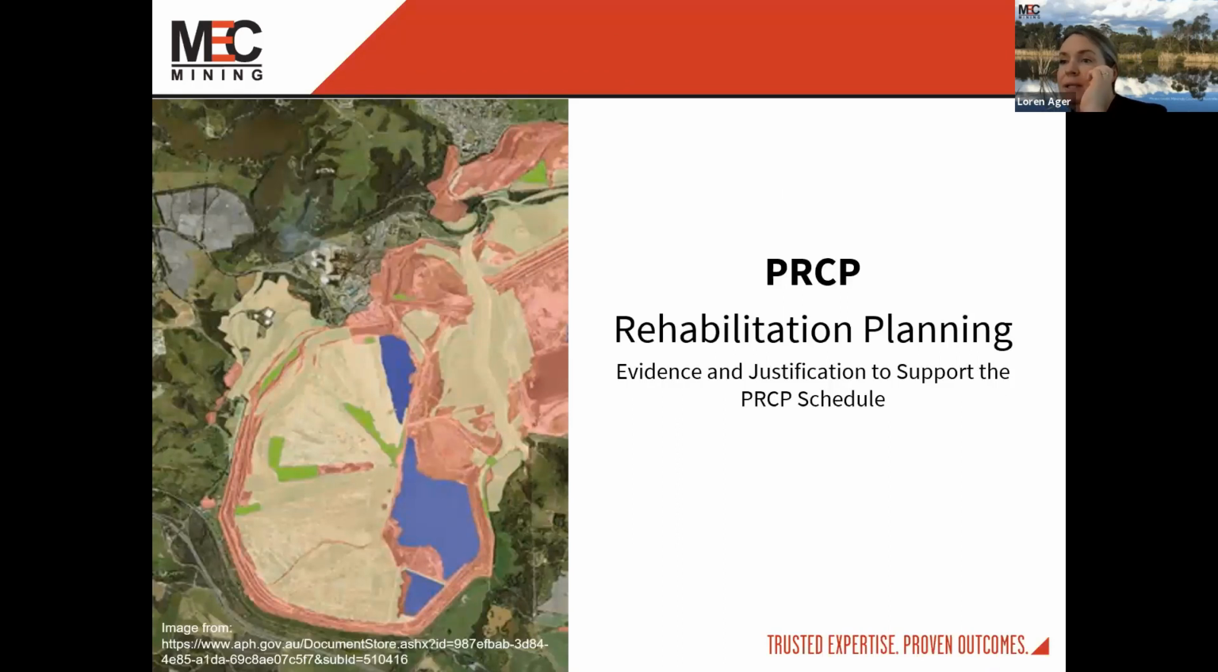Now let's get into the elements that go into the PRCP. The first part, of the two elements, is rehabilitation planning.